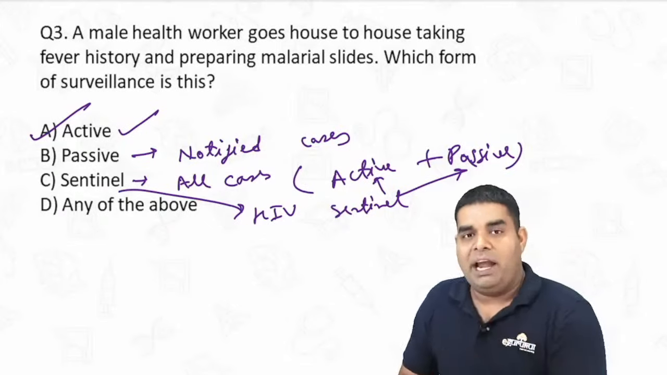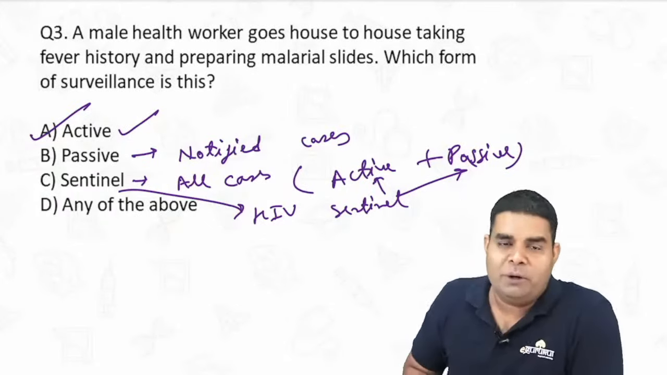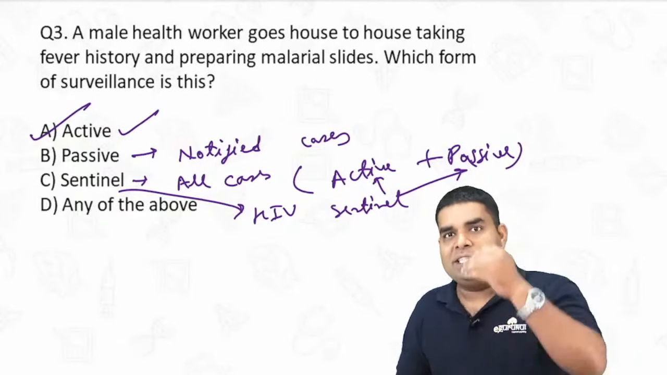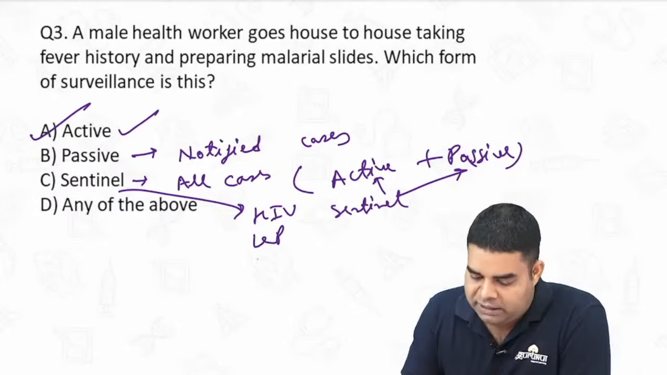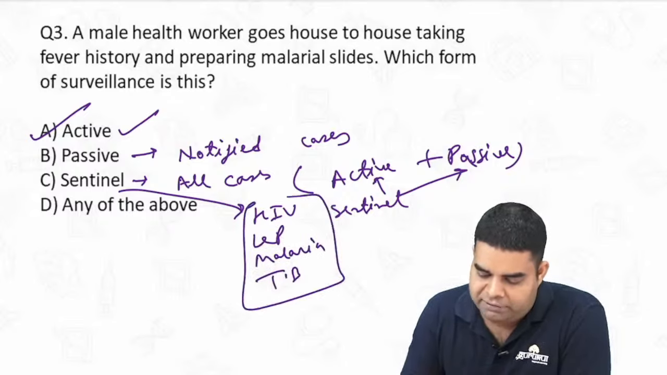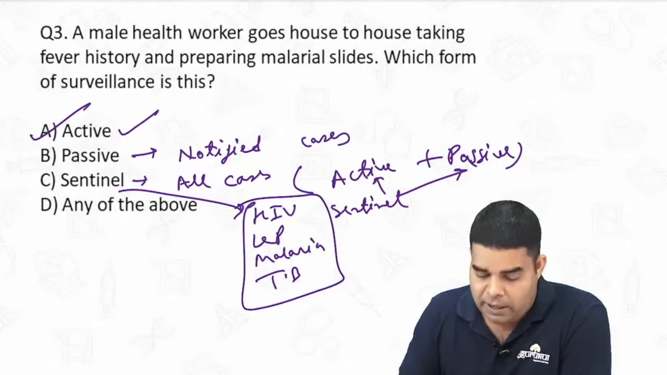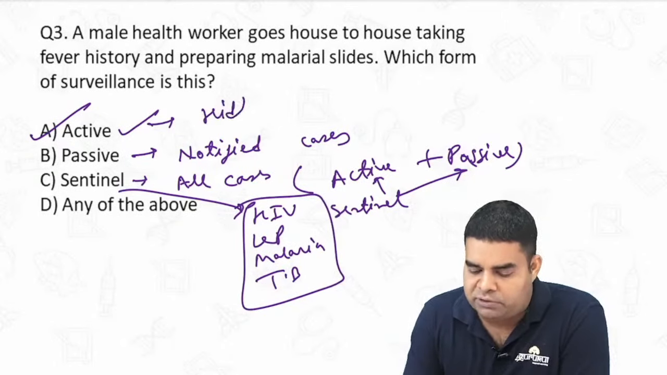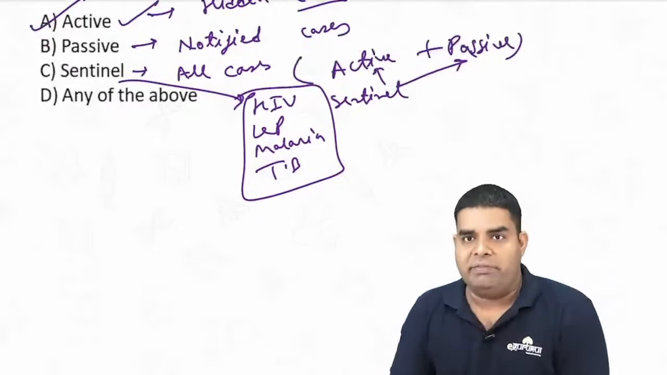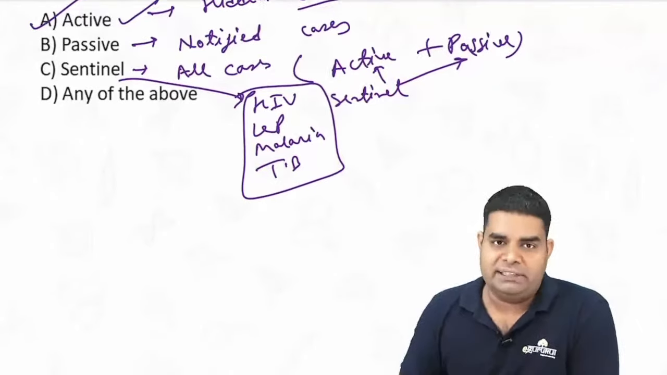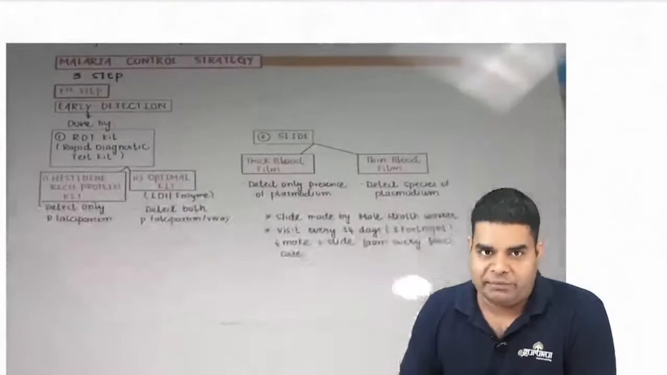Third is malaria. And recently in tuberculosis also, we have a TB health visitor, 1 per 1 lakh population, who goes into the slum area and searches for hidden cases. So HIV, leprosy, malaria and TB, these 4 have sentinel surveillance for all cases. Sometimes they also ask which type of surveillance is done for hidden cases. So hidden cases are detected by active surveillance, passive is notified, and sentinel is done in 4 diseases. It includes both active and passive.